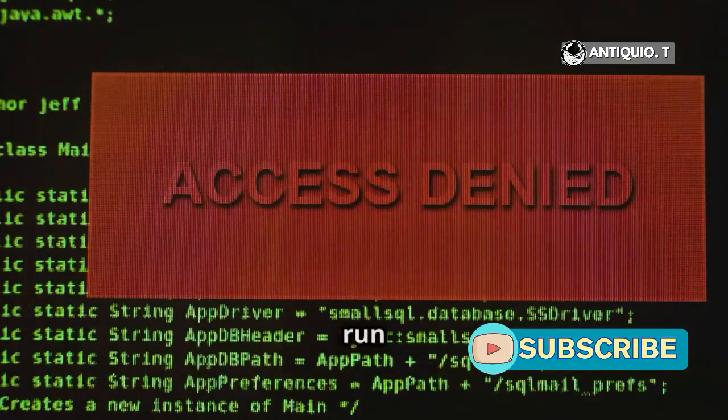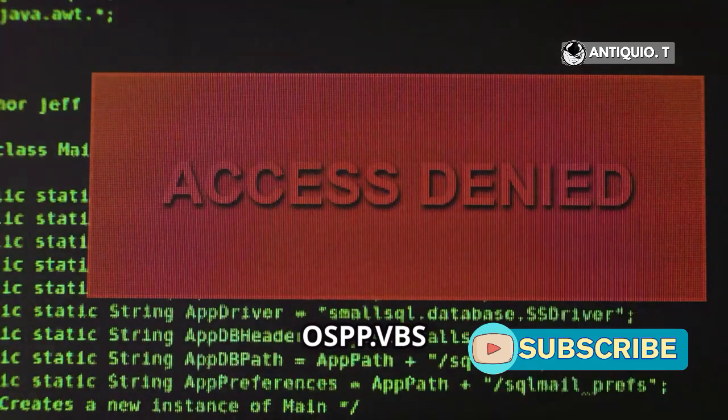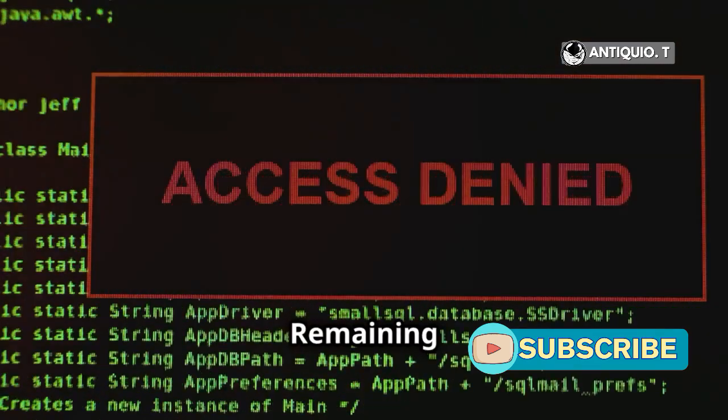To check if it worked, run cscript ospp.vbs /dstatus and look for the remaining grace period.